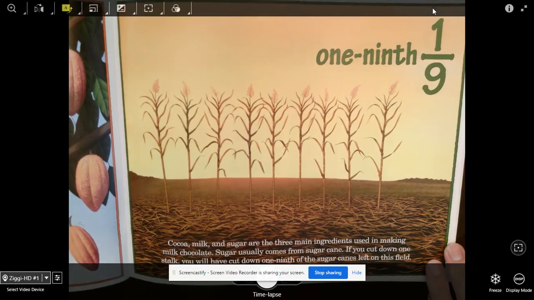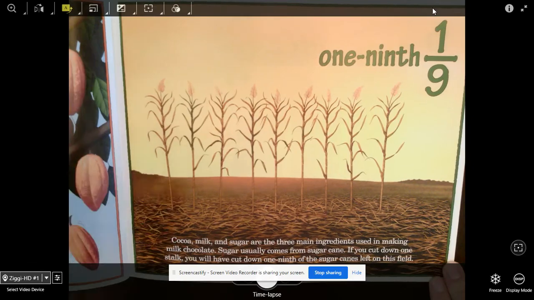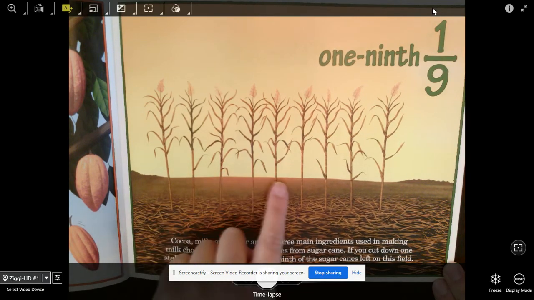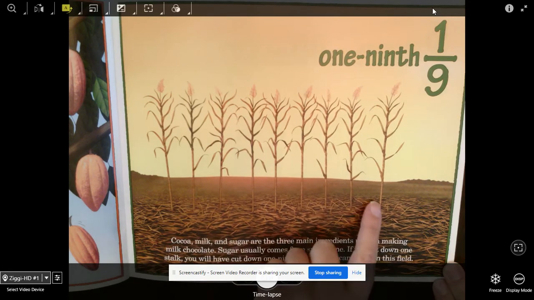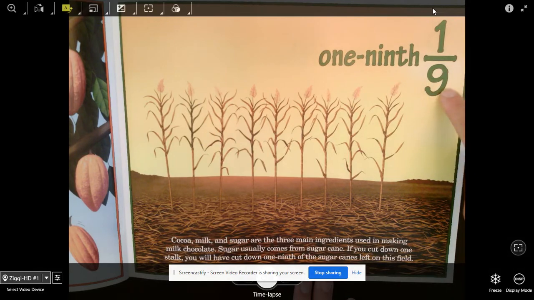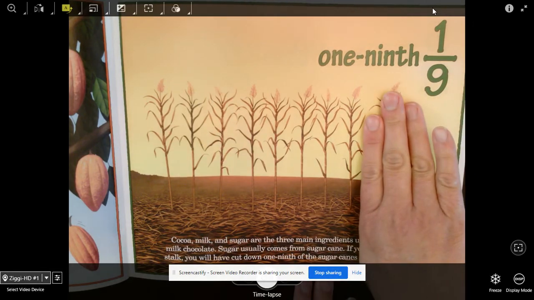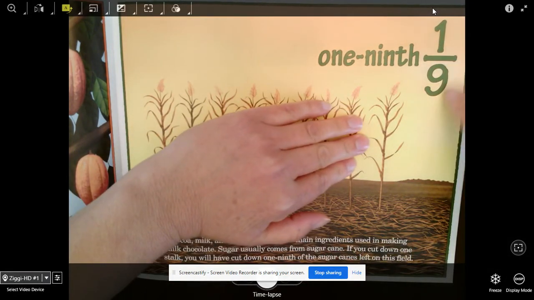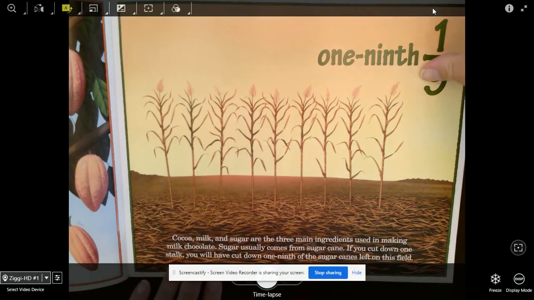Cocoa, milk, and sugar are the 3 main ingredients used in making milk chocolate. Sugar usually comes from sugarcane. If you cut down one stalk, you will have cut down 1/9 of the sugar canes left on this field. So let's see, 1, 2, 3, 4, 5, 6, 7, 8, 9. There's 9 in all, which is the denominator, the bottom number. If we cut one off, that is this piece right here, 1/9, 1 out of 9 of the pieces.